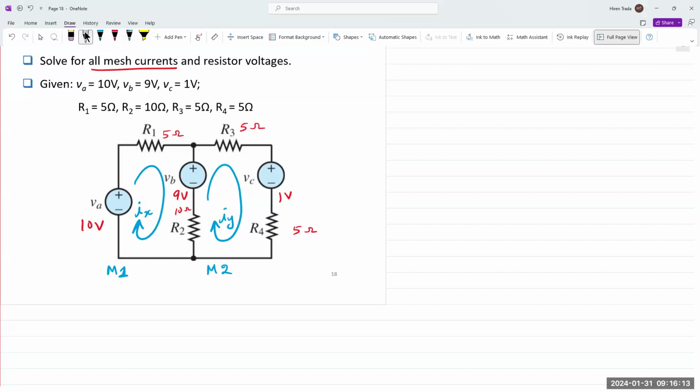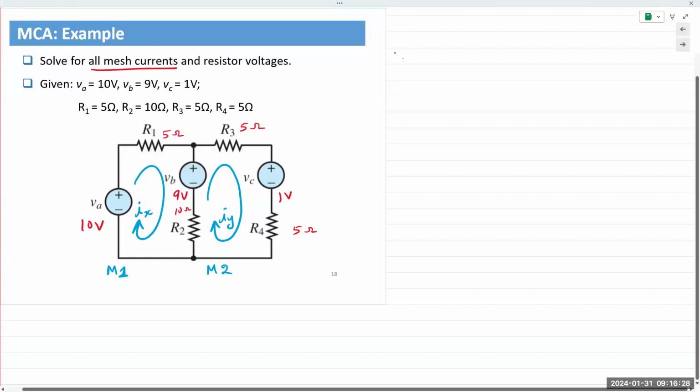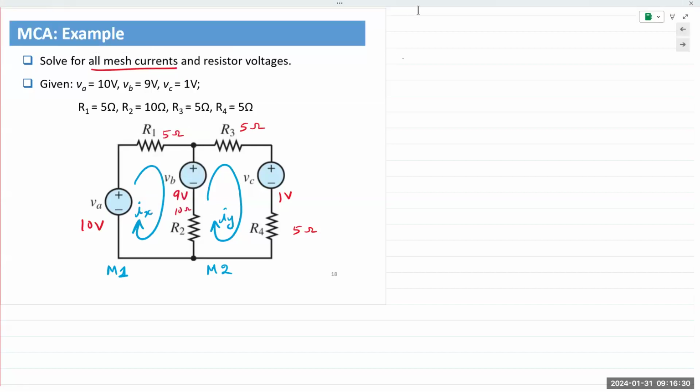So let's see. I don't want to use that pen. All right, that works. Let's take mesh 1.